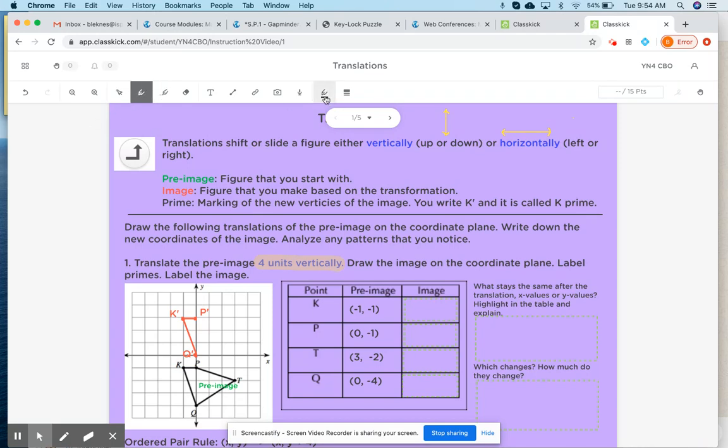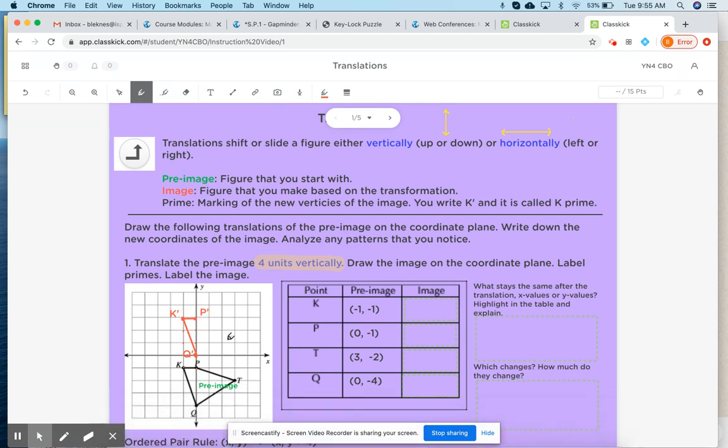So I'm going to make this a color so we can see. How about red? You're going to go from every single point. We're going to start on a vertex like K, and we're going to count up 1, 2, 3, 4. And this is where my new K is going to be, and I'm going to call it K prime. This little apostrophe thing is called prime. So K prime means this is where the new K ended up when I moved it 1, 2, 3, 4 spaces up. Same deal with P. Start at P, and then we're going to count 1, 2, 3, 4 spaces up, and this is P prime, and I make a dot there.